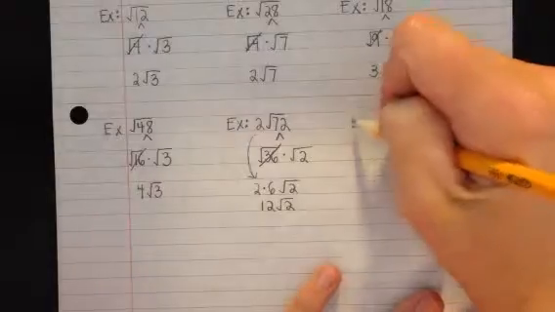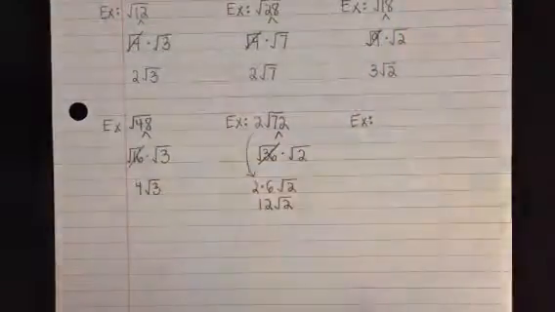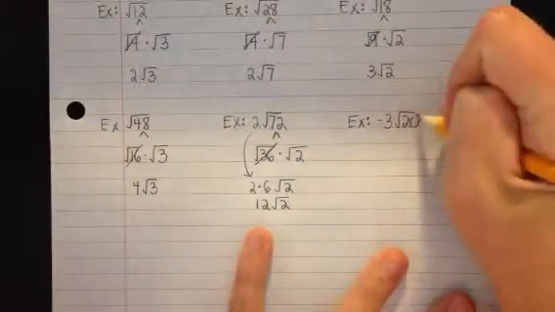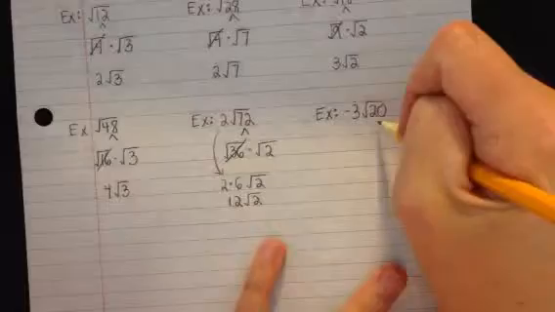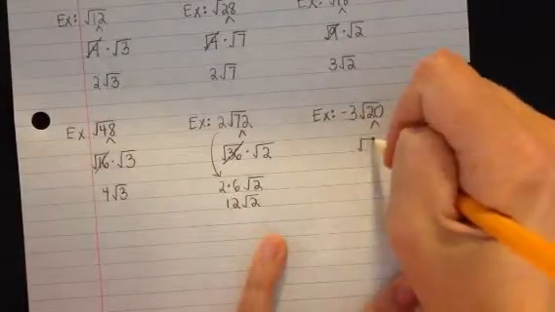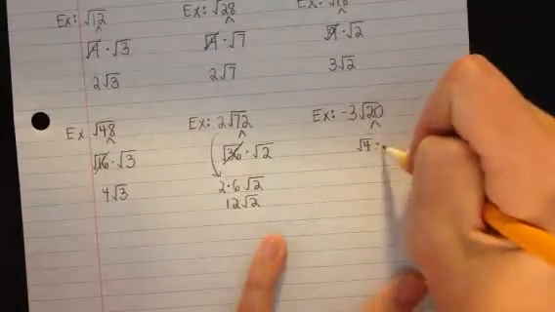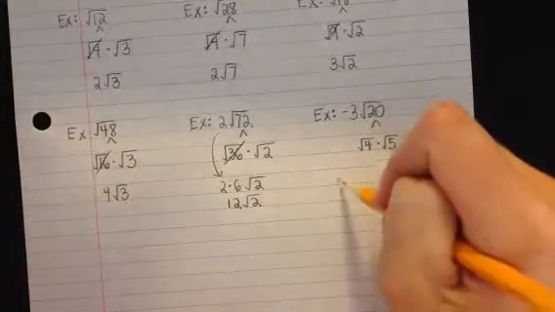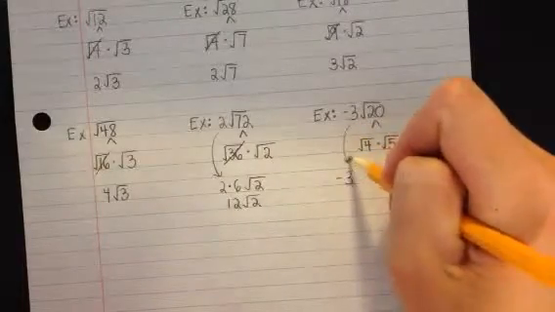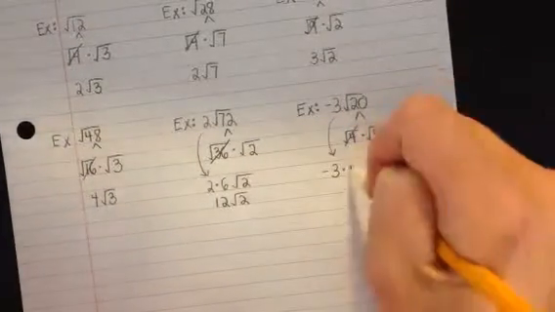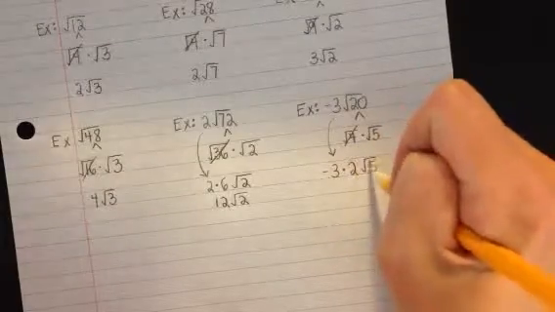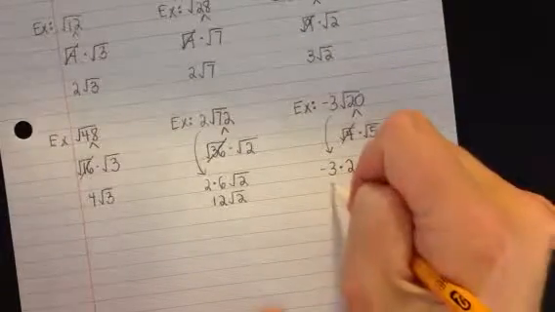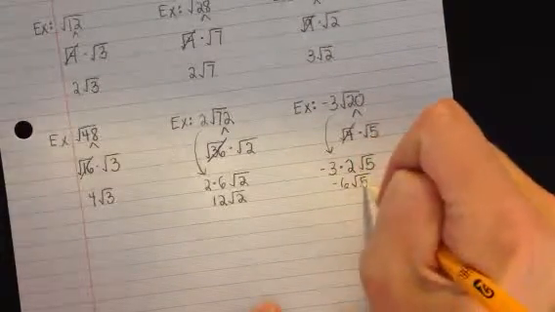Alright, and one last example. If you have negative 3 square root of 20. So all we're breaking down is square root of 20 is 4 and 5. So again, we drag down the negative 3 times square root of 4 is 2 with square root of 5. So we've got negative 3 times 2, which is negative 6. Keep the square root of 5.